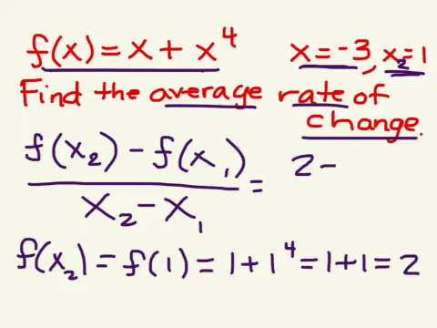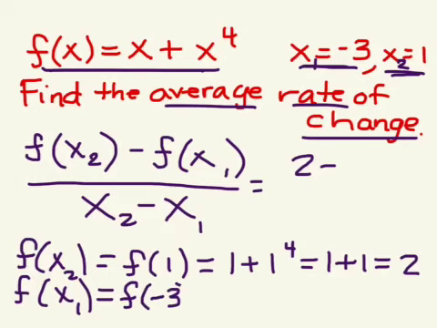Then we're going to subtract from that f of x sub 1. So for us, x sub 1 is negative 3. So we're going to take our function and plug in the value negative 3. So we have negative 3 plus negative 3 to the 4th power.